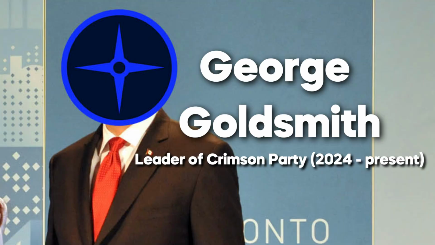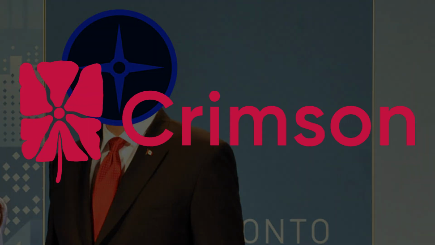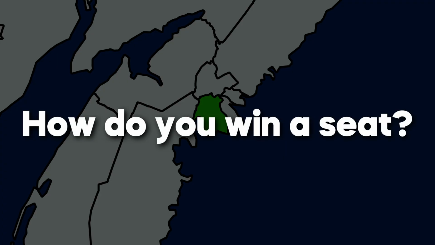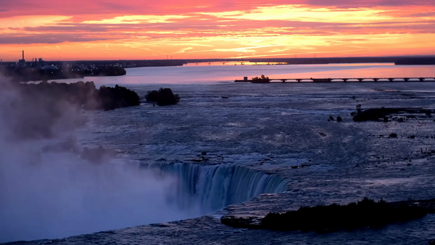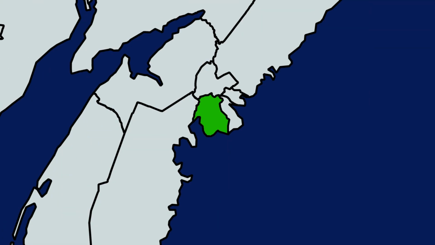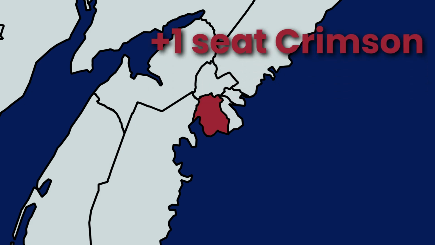Let's pretend that I am running to be a member of Parliament as a member of the fictional Crimson Party, and I am representing Halifax West. How do I win this seat? It's simple. All I need to do is receive the most votes in that riding, and it doesn't even have to be a majority of votes. If I receive the most votes, I win that riding and receive the representative seat in the House of Commons.